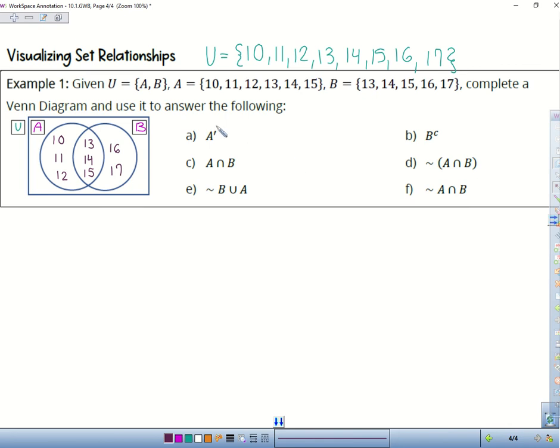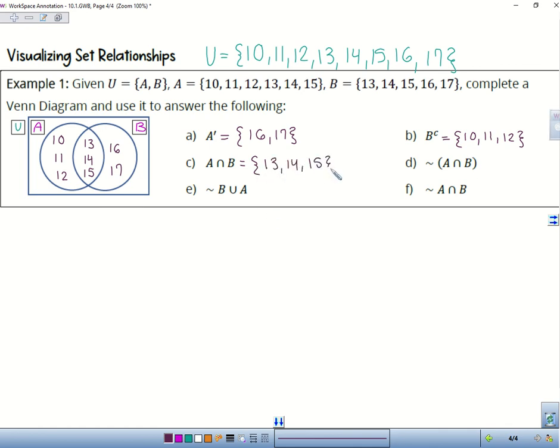Okay. Now we're going to go through and come up with some examples that they ask us. So the complement of A means everything in the universal set that's not in set A, which would be what numbers? 16 and 17. Very good, 16 and 17. The complement of B is everything in the universal set that's not in set B, which would be? 10, 11, 12. Very good. The intersection of A and B is what they have in common, which is? 13, 14, and 15.